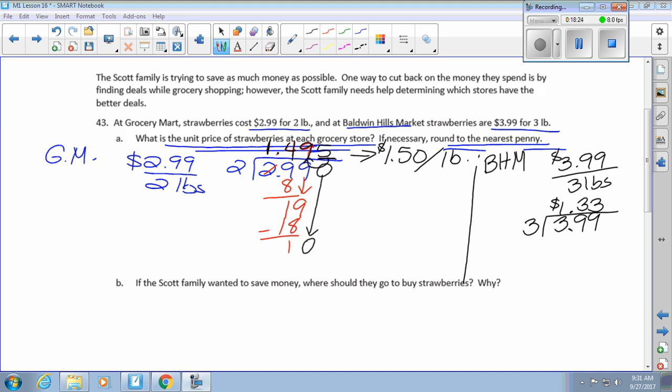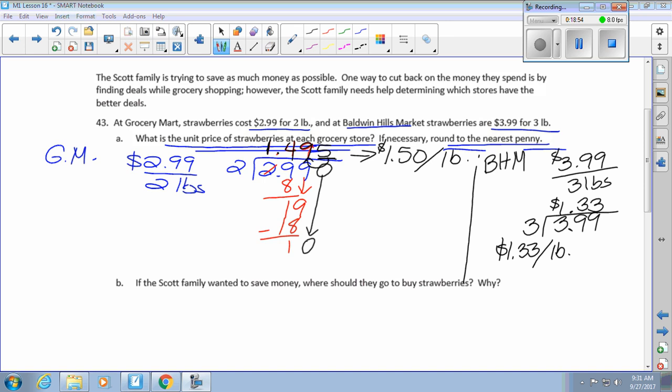So we just figured out it is how much, everybody, per pound? $1.33. All right, so $1.33 per pound. So for 1 pound, which place, it doesn't ask you this, but which place is cheaper? Grocery Mart or Baldwin Hills? Kyle? Baldwin Hills. Very good.